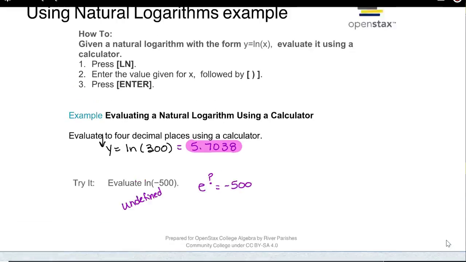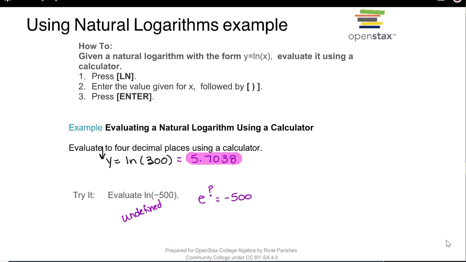All right, and I think that's all for this section, and if you have questions, let me know.